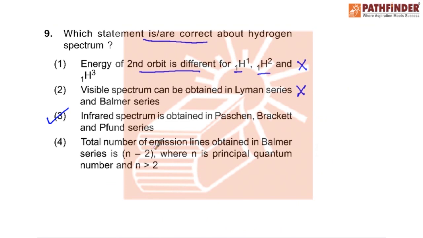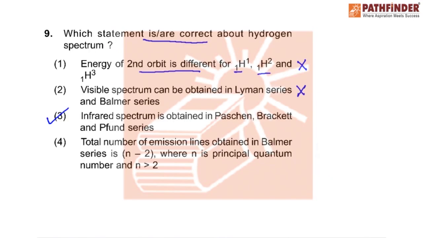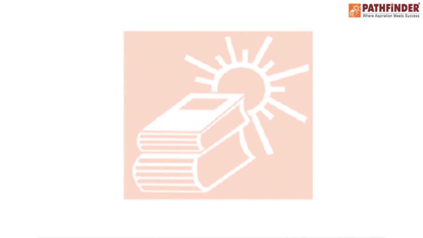Total number of emission lines obtained in the Balmer series is n minus 2. So see, for the Balmer series n1 was 2 and n2 can be anything above 2, where n is the principal quantum number and the n value must be greater than 2. So it is also correct. Moving to the next topic, which is the photoelectric effect.